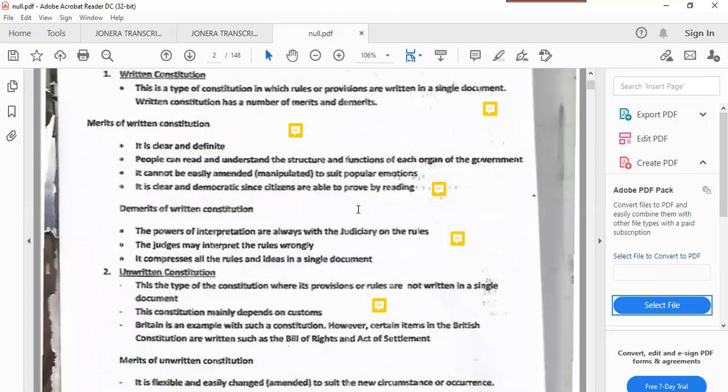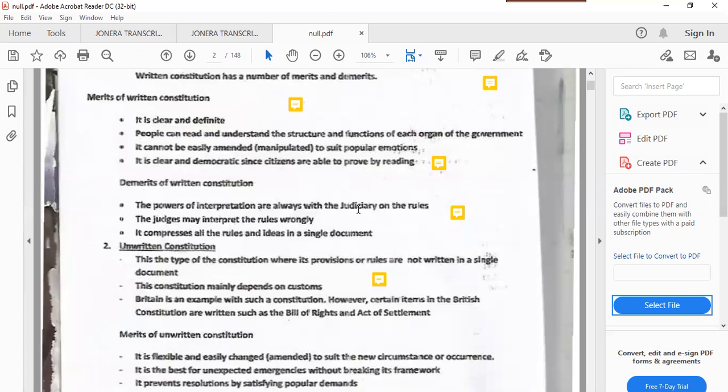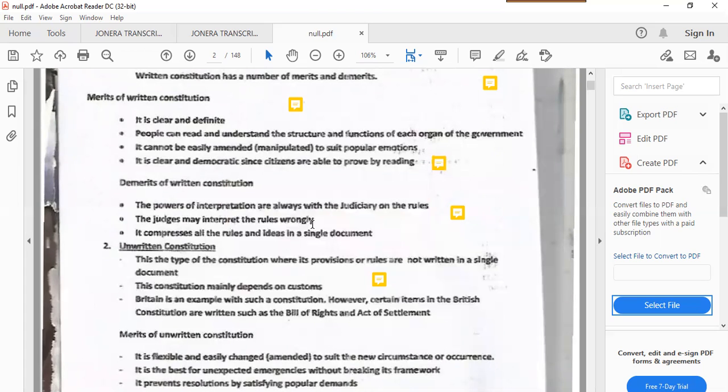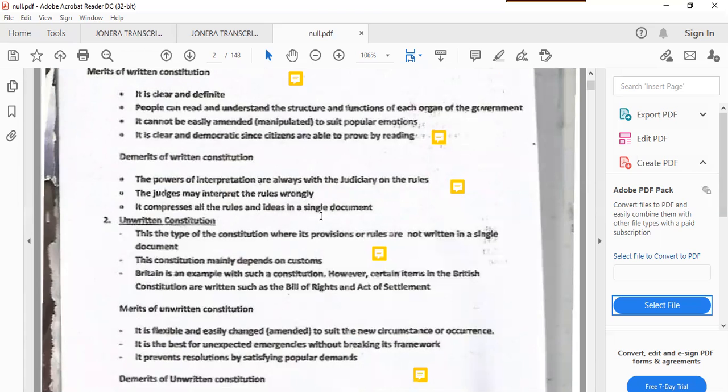So what are some of the demerits of a written constitution? When we say demerits, this was me explaining what amend is. I've already explained it. To amend is to make minor changes or to manipulate some form of document. So let's look at some of the demerits of a written constitution. We first have to understand what this term means here, a demerit. A demerit means a fault or a disadvantage.